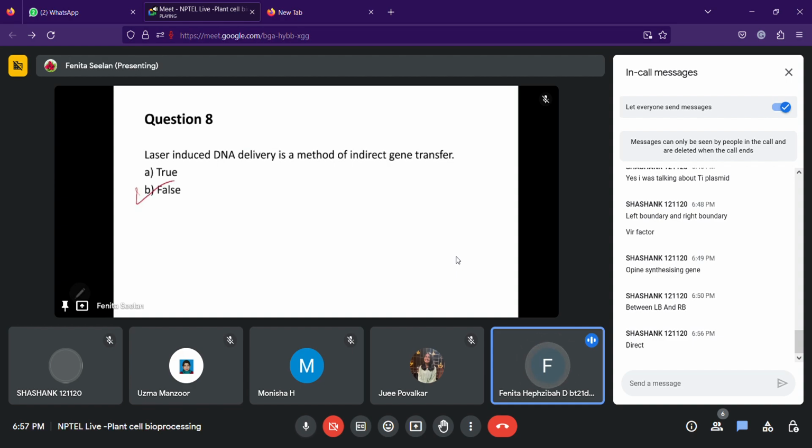In laser-induced DNA delivery, what will be done? The laser will directly transfer, through a guided laser beam, your vector with the transgene directly to the host organism.